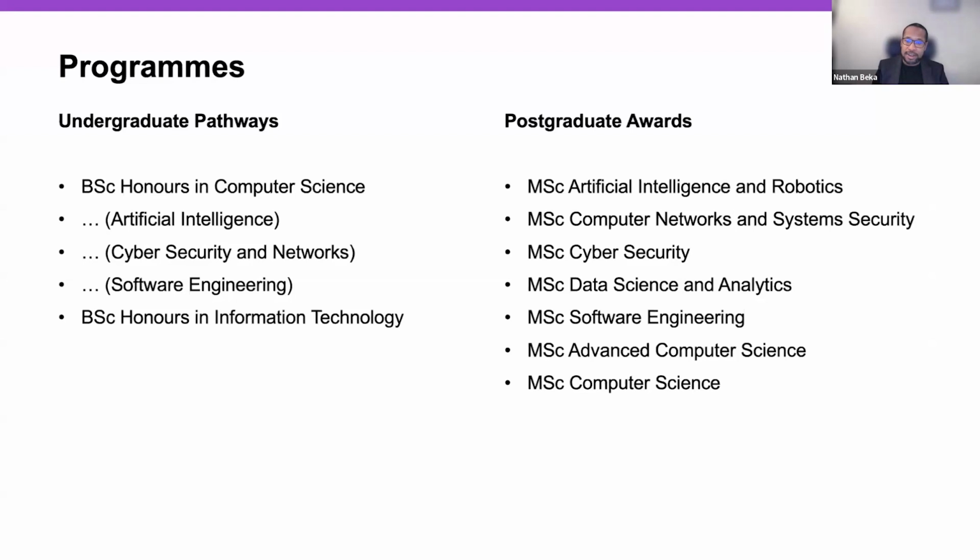And for our postgraduate awards, we have different awards for the different areas you might want to get into. So we have an MSc Artificial Intelligence and Robotics. We have an MSc Computer Networks and Systems Security, and our MSc Cybersecurity, which is quite popular, and Data Science and Analytics, that's very popular too. And then we have an MSc in Software Engineering, MSc in Advanced Computer Science, and then MSc in Computer Science. So we do have quite a variety of things for you to pick from, different awards depending on what pathway or what you want to do in the future.